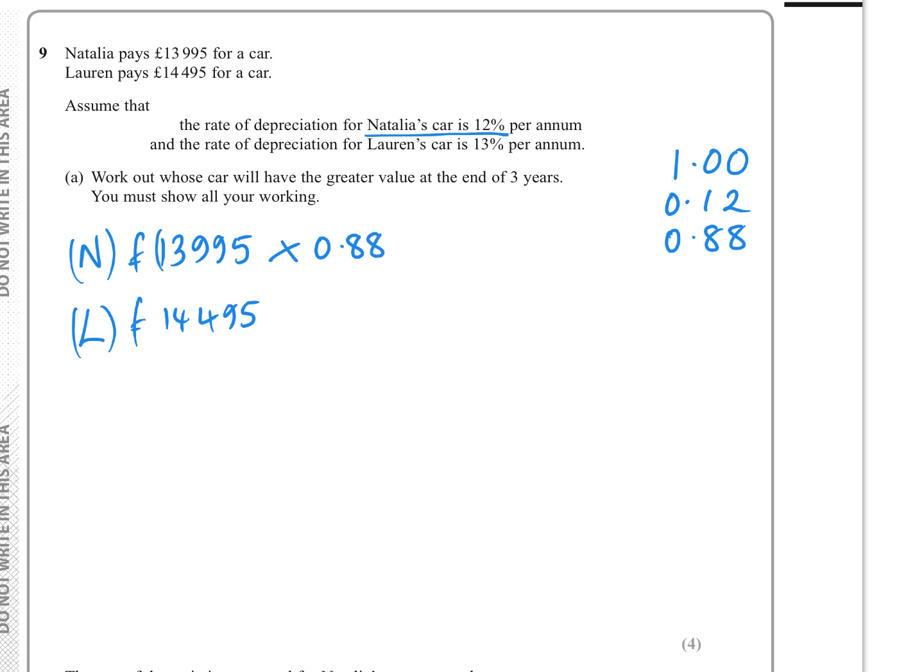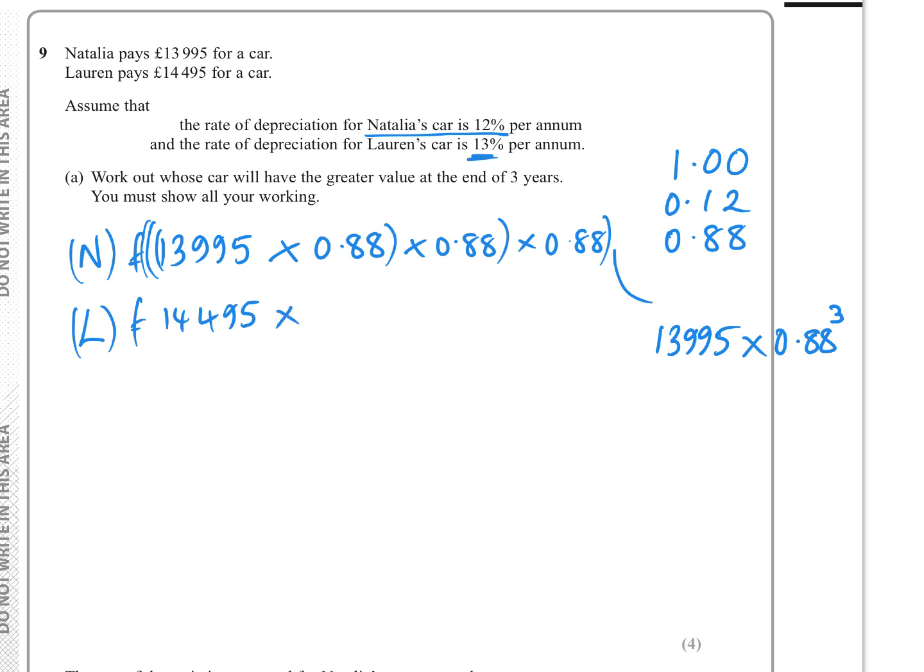So for 1 year, that's how much you'd be left with, and then over the second year, you'd have to do that again, and then the third year again. But the quick way round is just to start with the principal sum, 13,995, and times by 0.88 3 times in a row, so to the power 3. And then likewise, this would be 13% depreciation, so 87% of its value left. So we just have to work these on the calculator and see what we get.